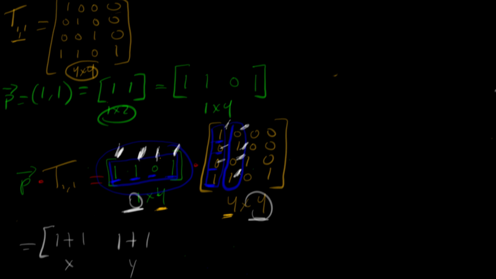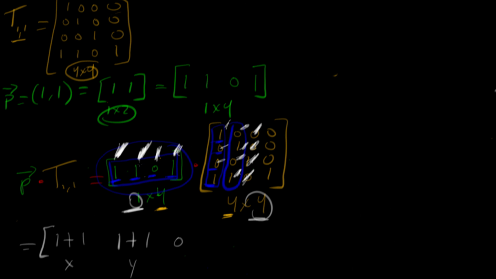Do the same thing for the third column. 1 here times 0 is 0. 1 here times 0 is 0. 0 times 1 is 0. 1 times 0 is 0. So that's 0. So that is the z component if we're using a 3D vector, or it's just a component we're not really interested in.